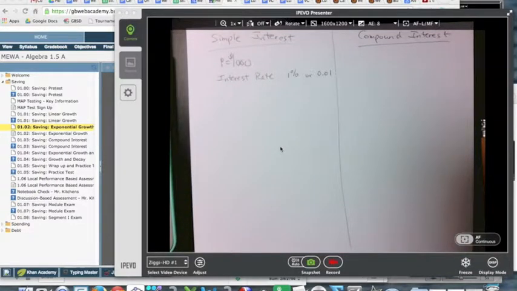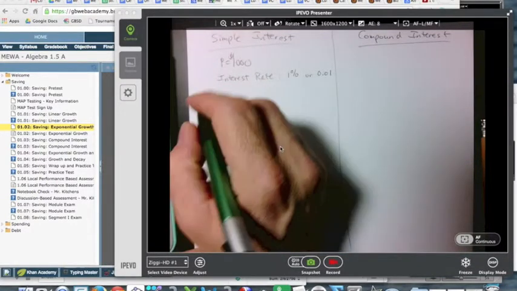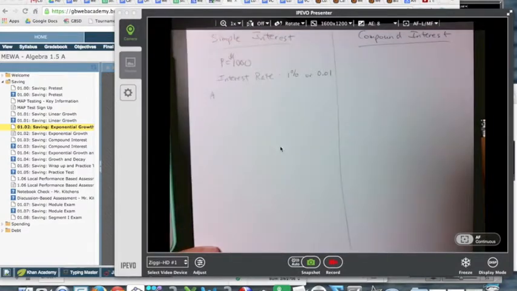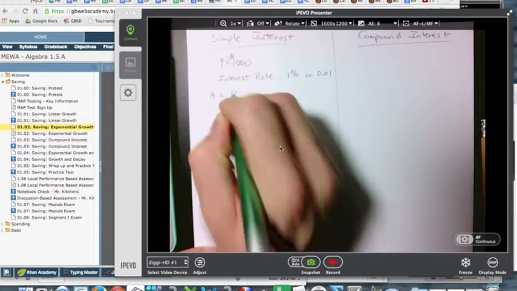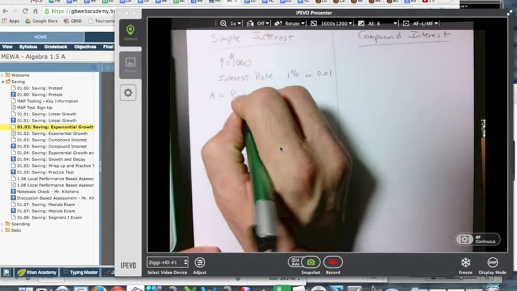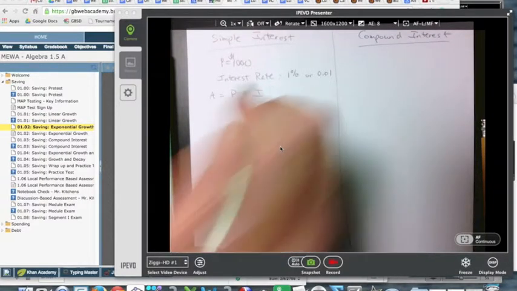Now, when you come back a year later, you're going to want to know what your amount is, how much total money you're going to get back. And you know you're going to get back, hopefully, that initial principal plus your interest. And we'll call that I.